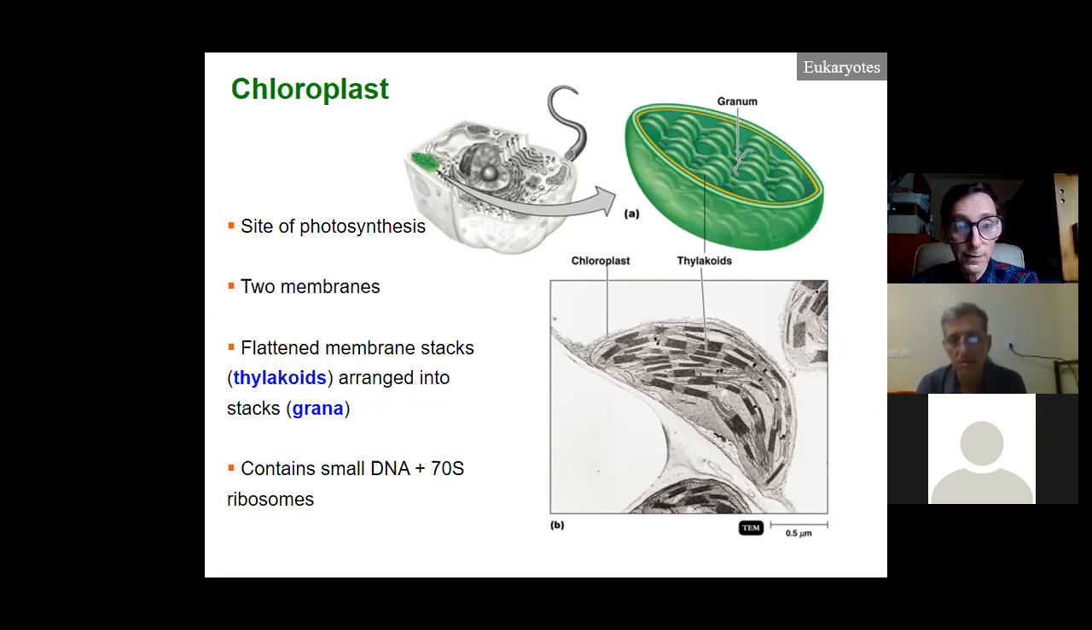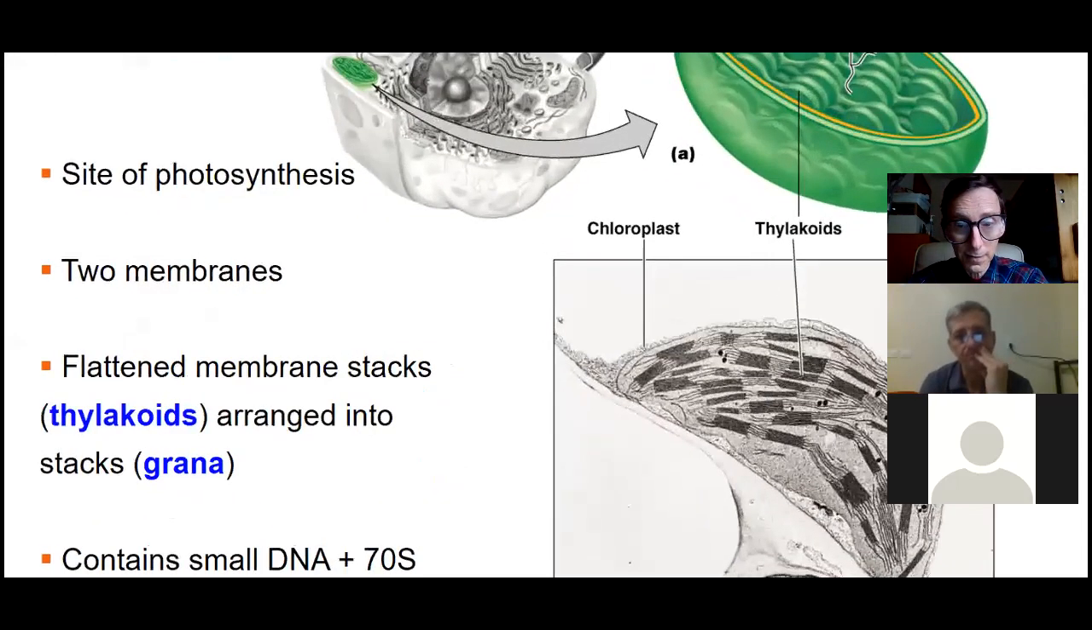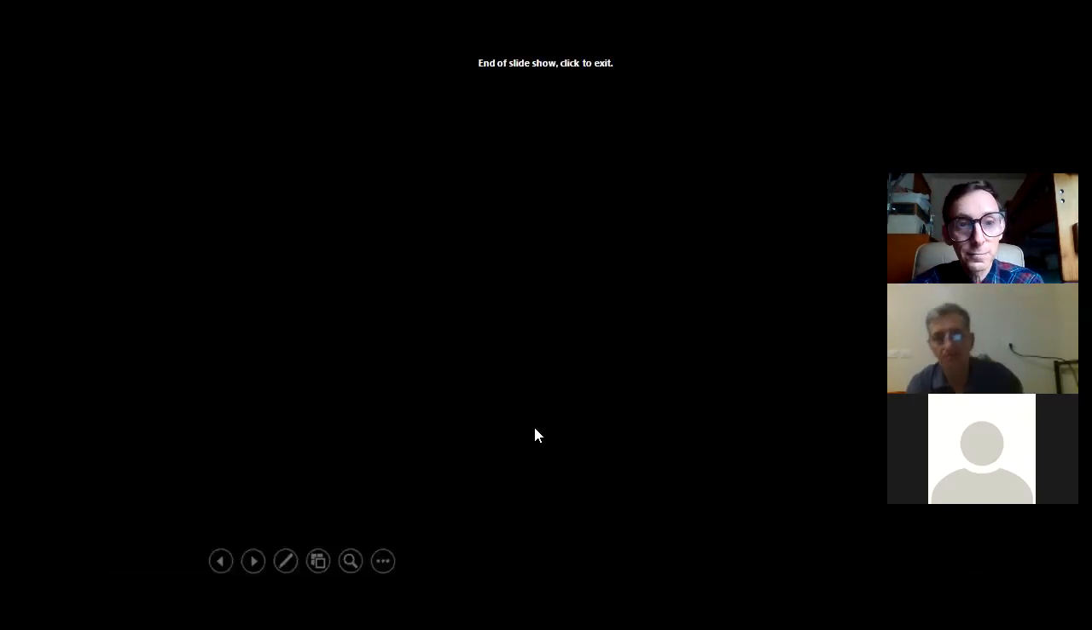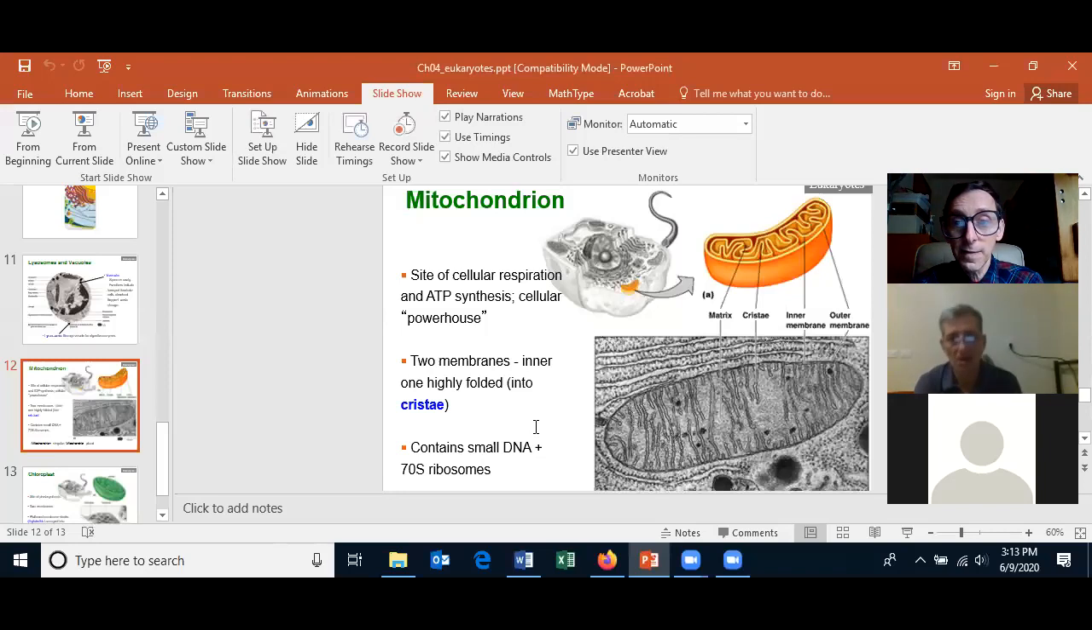The chloroplasts also have DNA within them. It's not shown here or here. And then 70S ribosomes, which if I blow this up, we'll probably see. Yes, these little dots are the 70S ribosomes of the chloroplast. All right, any questions about the chloroplasts and the mitochondria? If not, that's it for the lesson on the organelles of eukaryotic cells.